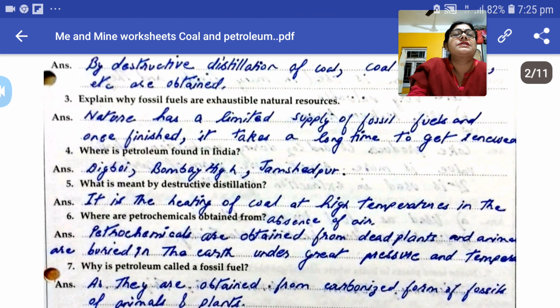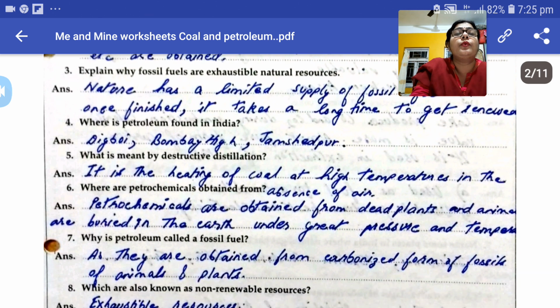Explain why fossil fuels are exhaustible natural resources. Now nature has a limited supply of fossil fuels, and once finished it takes a long time to get it back, and that is why we say that they are exhaustible, as it takes millions of years for the formation of fossil fuels or the exhaustible natural resources.